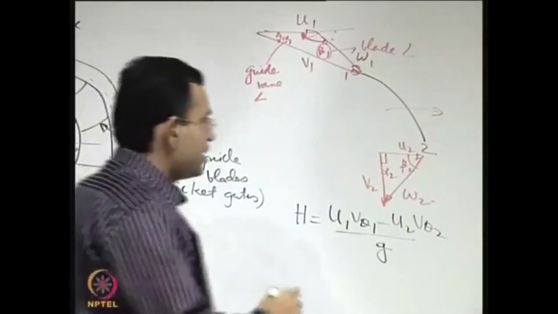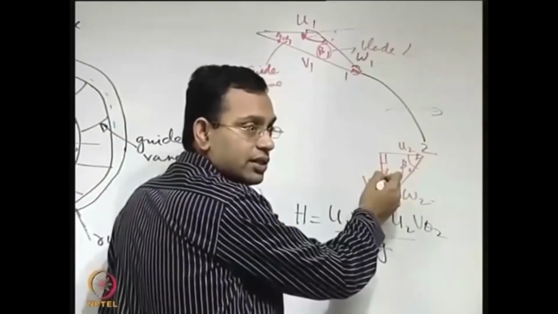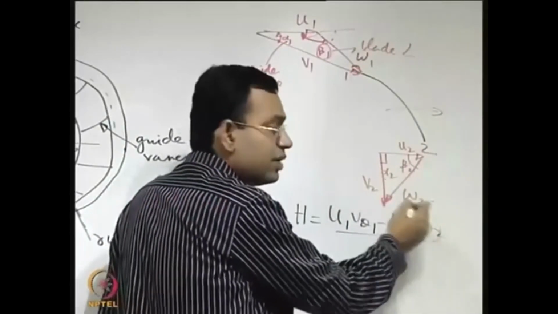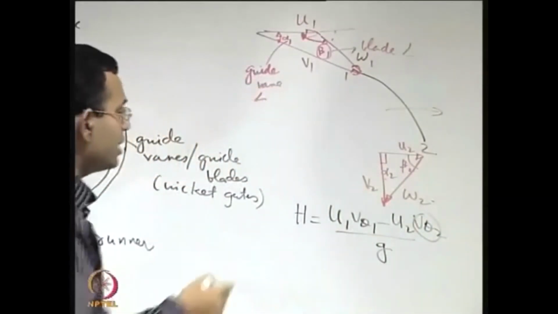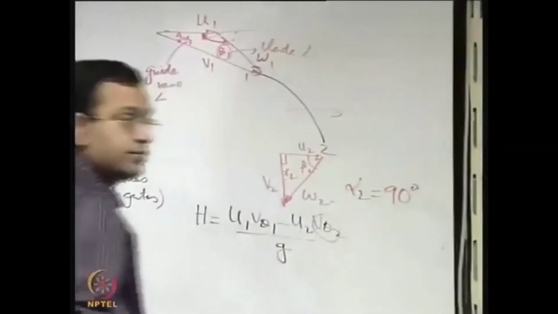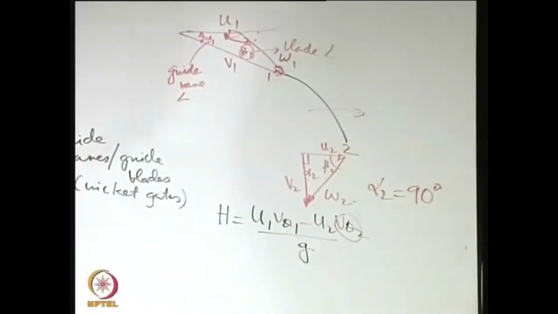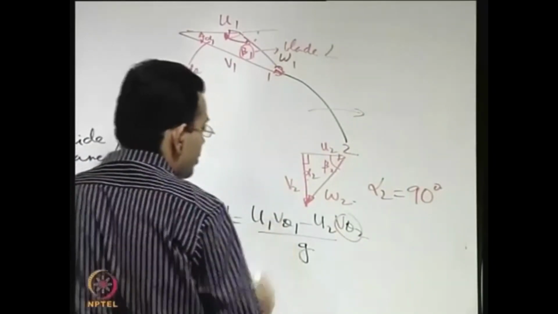So we can see that this will be the maximum if alpha 2 is equal to 90 degrees, then V theta 2 is 0, there is no theta component of V2. So that is what we design here. Let us say we consider alpha 2 equal to 90 degrees. If we consider alpha 2 equal to 90 degrees, then it is just U1 V theta 1 by G.